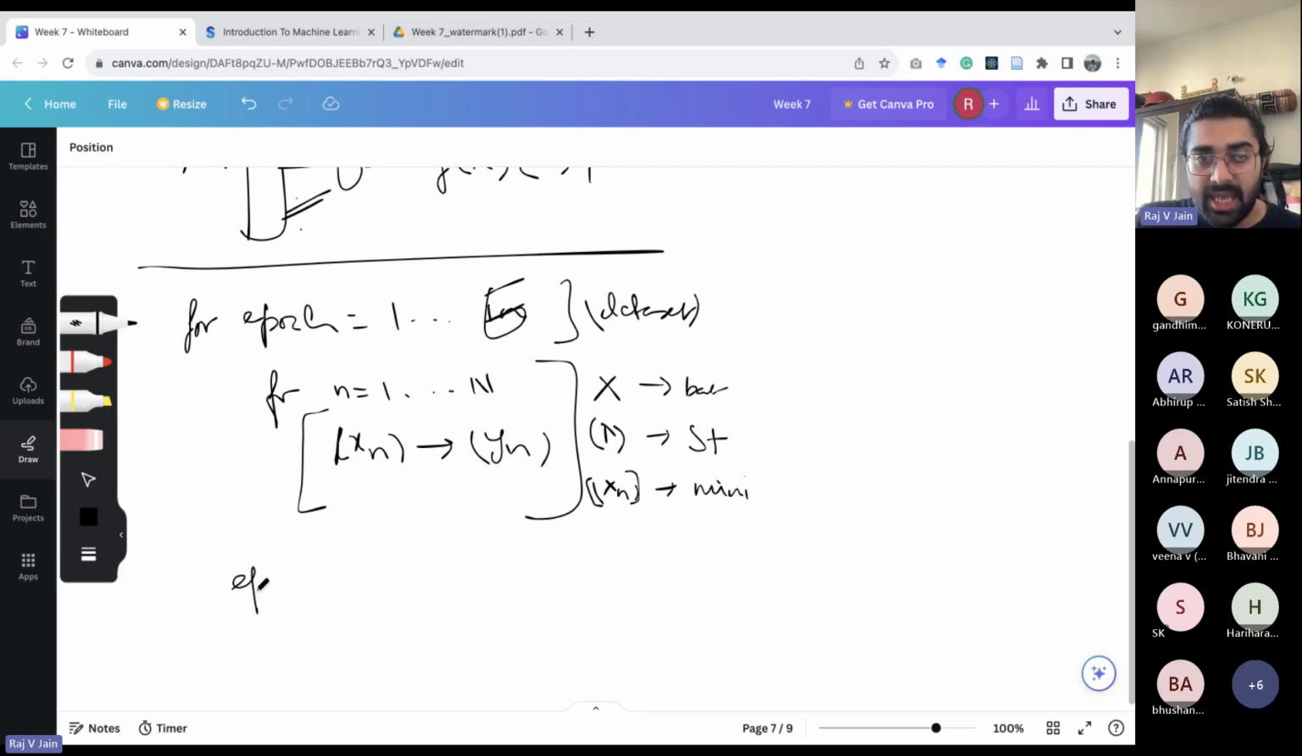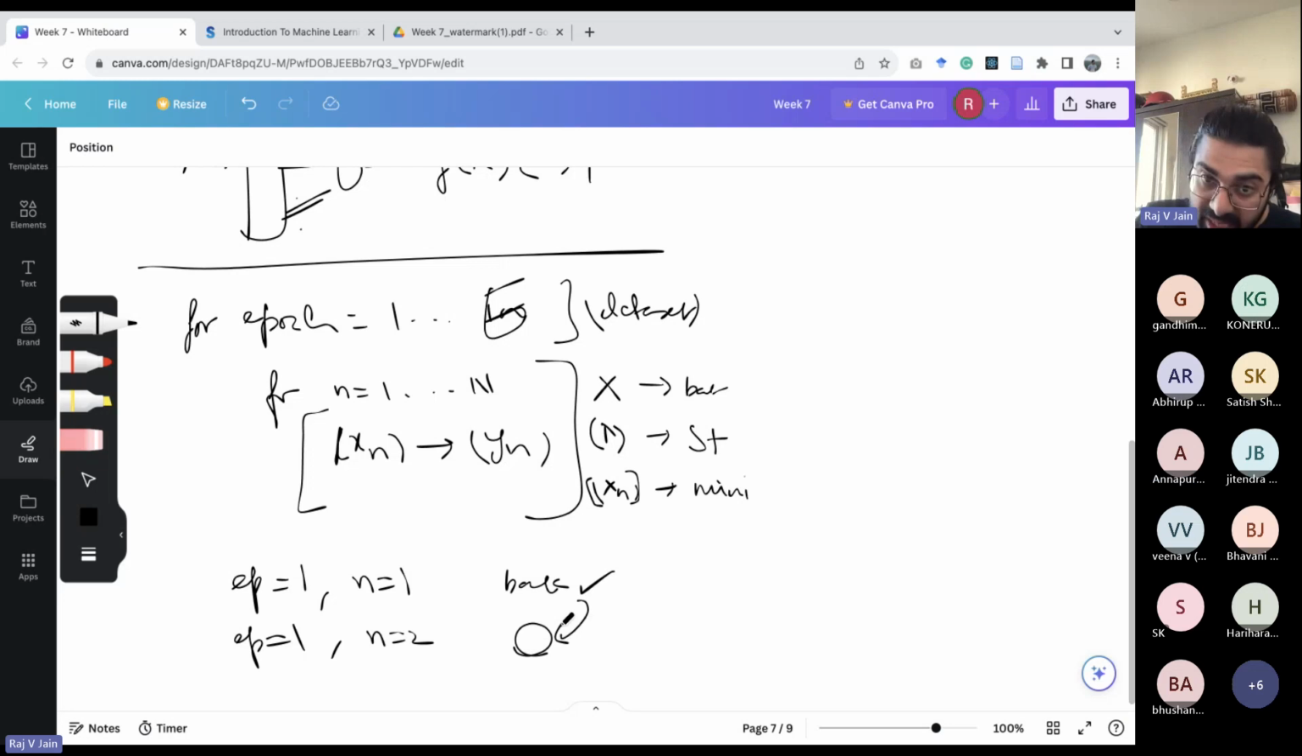So let's say epoch equal to 1, n equal to 1. You did this process, right? Back propagated, whatever. Now, same epoch equal to 1, n equal to 2. Whatever the result was there, that is what you will use here. You will update on these weights.